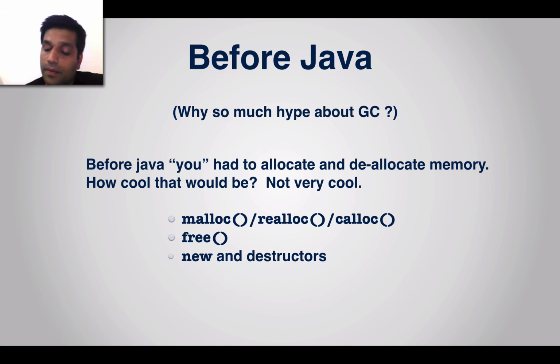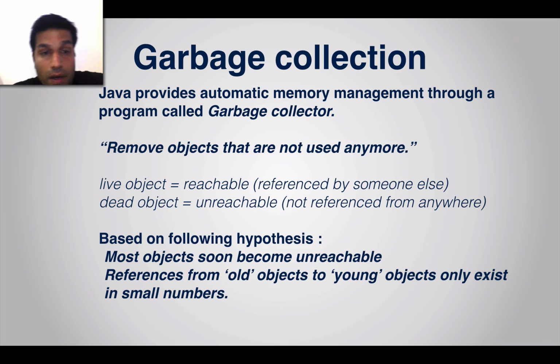But Java came with automatic memory management through a thread called the garbage collector, and most modern languages have it. It runs in the background, watches your memory for you, sort of watches your back, and removes what can be removed. It basically works on a couple of hypotheses, the first being that most objects soon become unreachable.